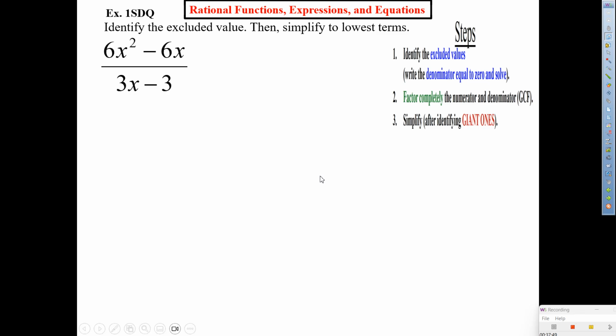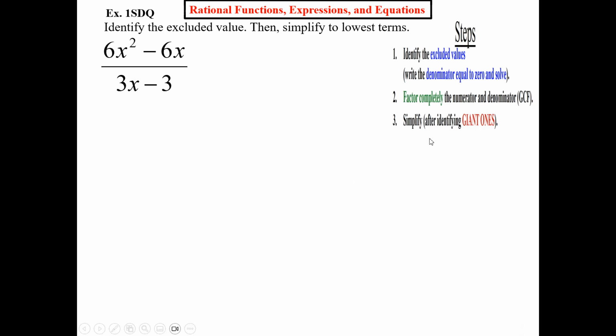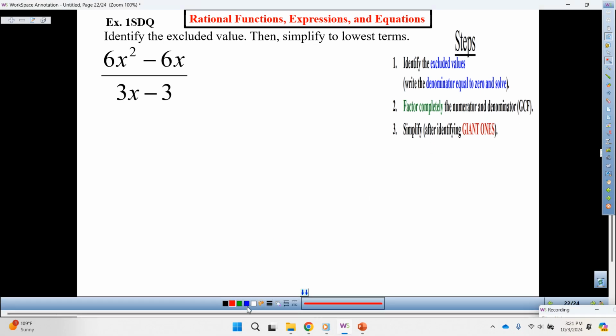Copy this one. Example 1 super duper cube. For this one, I don't want you to check for excluded values. You're like, what? No, let's just simplify. So we don't do this step, I go to this step. We've got 6x squared minus 6x over 3x minus 3.